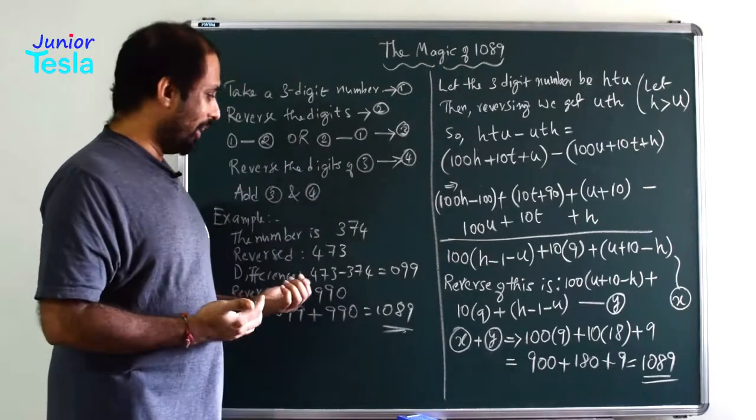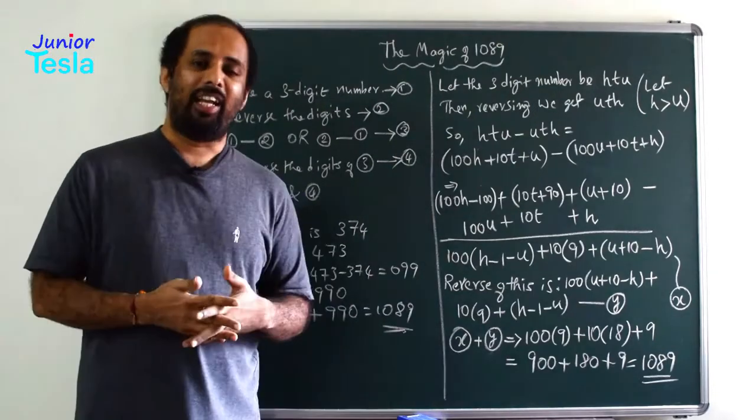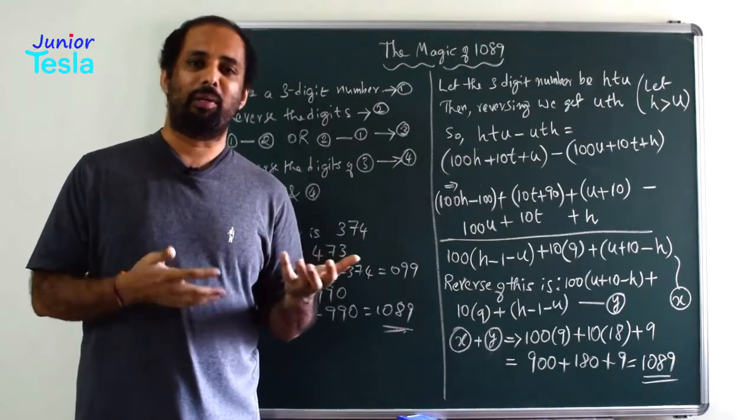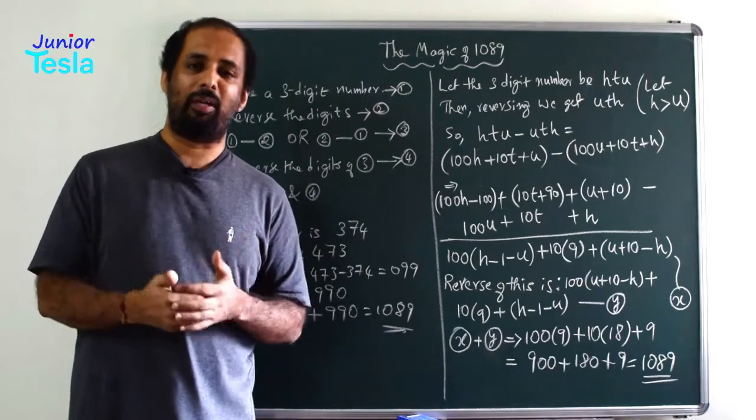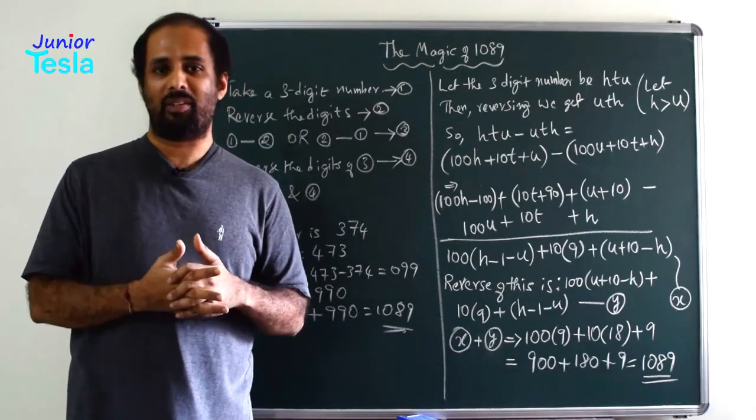I have taken one example here, 374. Now when I reverse the digits, what happens? It becomes 473, right? So the units place has become the 100s place and the 100s place has become the units place. The tens place has not changed.